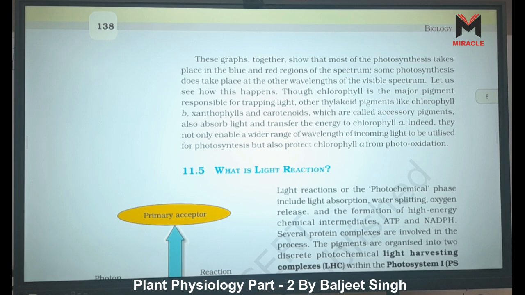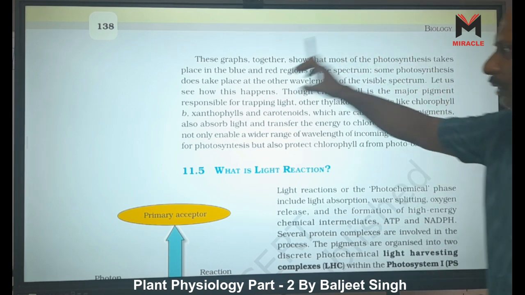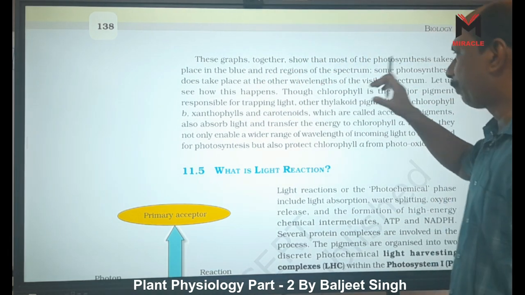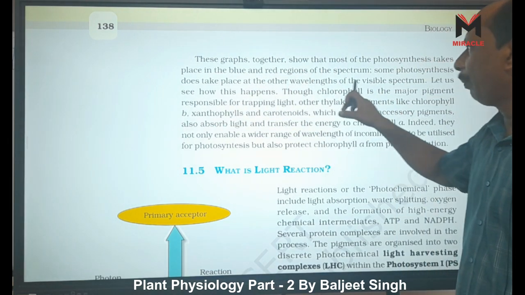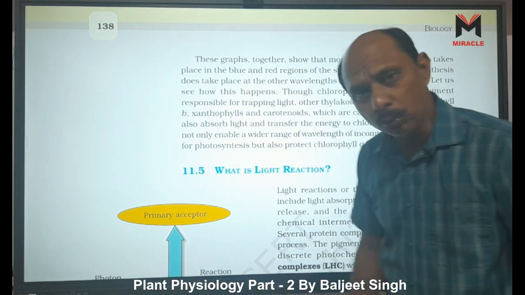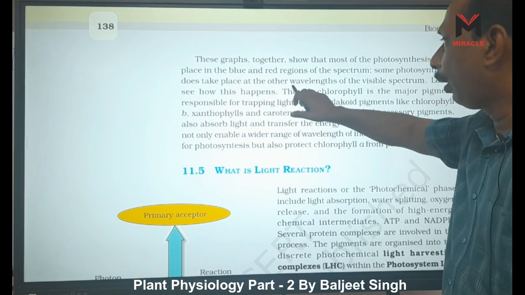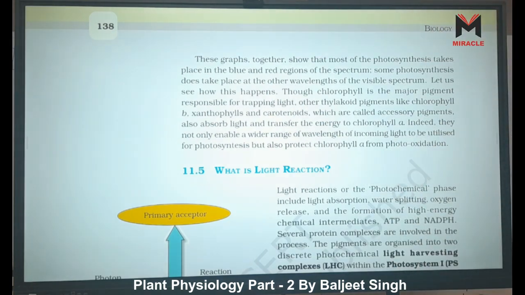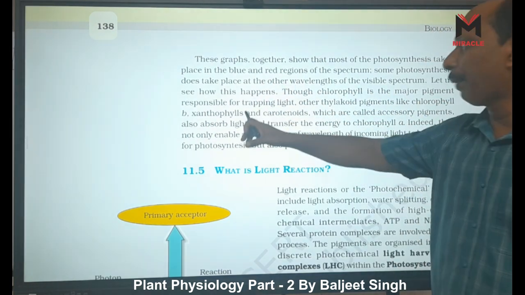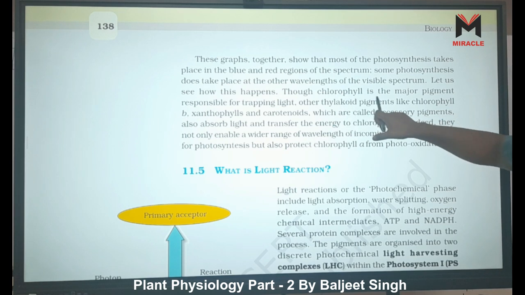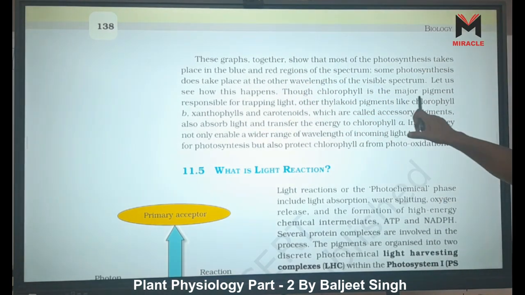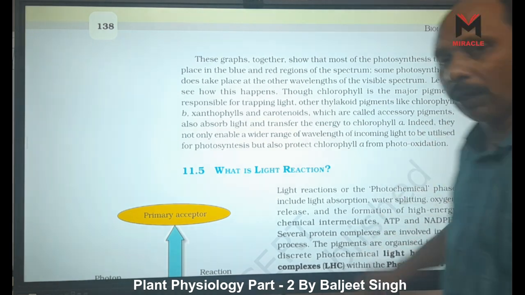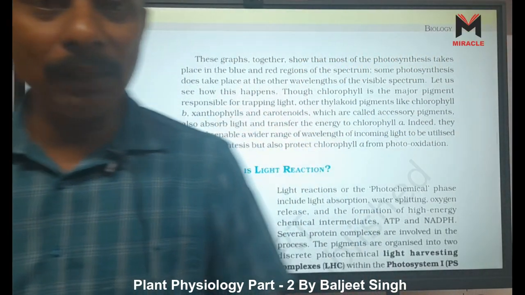These graphs together show that most of the photosynthesis takes place in the blue and red region of the spectrum, correct? Some photosynthesis does take place at other wavelengths of the visible spectrum too, in between blue and red. Let us see how this happens. Though chlorophyll a is the major pigment responsible for trapping light, other thylakoid pigments, which ones? Here chlorophyll b is given; they are accessory pigments.